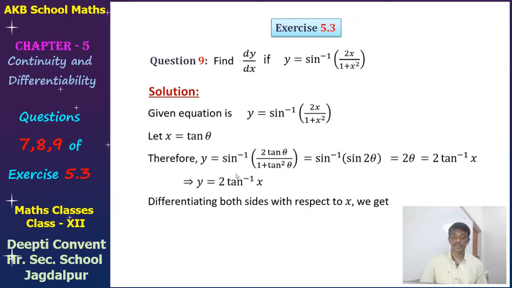Now for finding dy by dx, differentiate with respect to x on both sides. So the left side is dy by dx, and the right side is 2 d/dx of tan inverse x, and the derivative of tan inverse x is 1 over 1 plus x square. So this is the derivative of y: dy by dx equals 2 upon 1 plus x square. So revise all the trigonometric formulas and inverse trigonometric formulas also, because by using those formulas we can reduce a given function involving sin inverse to a simple form, and then we can differentiate directly and easily.